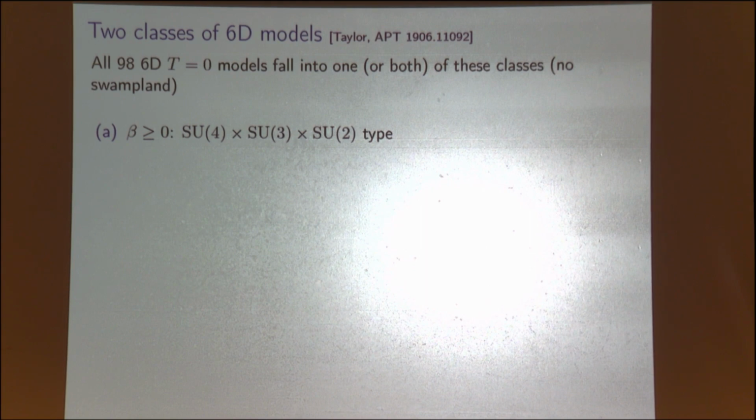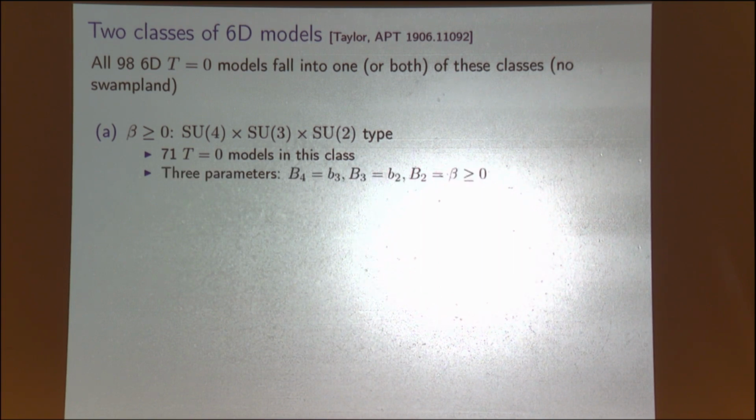So class A was this beta greater than or equal to 0 class. And I'm going to call these SU4 times SU3 times SU2 type, because it turns out that all of the models in this class are unhiggsable to SU4 times SU3 times SU2 models. There are 71 t equals 0 models in this class. And it is a 3-parameter family of solutions, which are B3, B2, and then beta, which was defined in terms of the B's and the A.